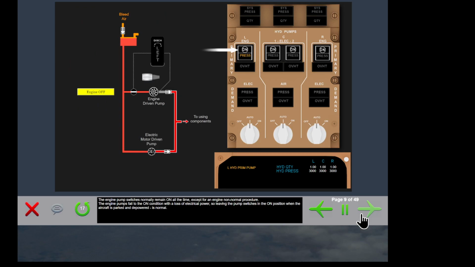The engine pump switches normally remain on all the time, except for an engine non-normal procedure. The engine pumps fail to the on condition with the loss of electrical power, so leaving the pump switches in the on position when the aircraft is parked and depowered is normal.